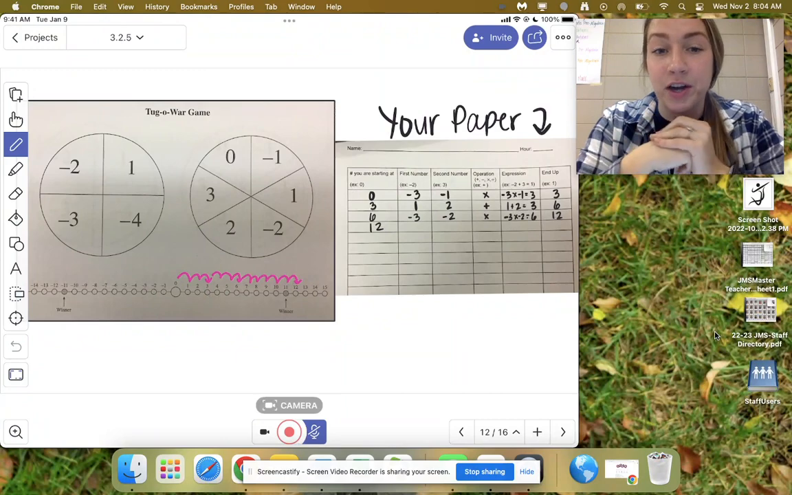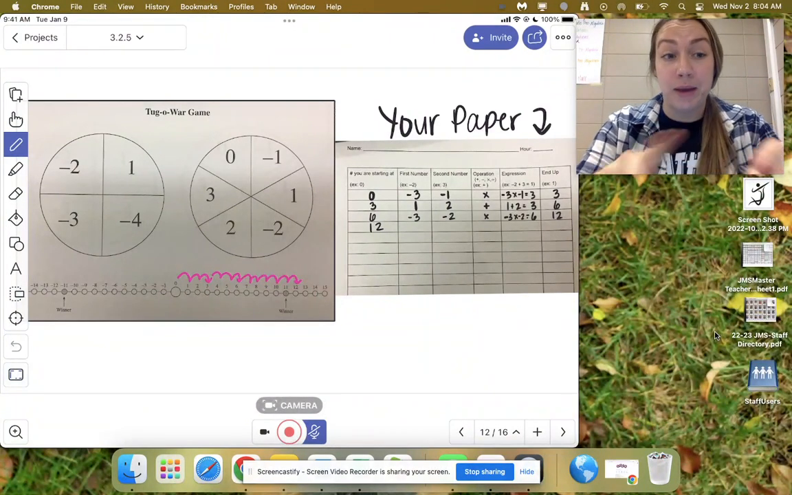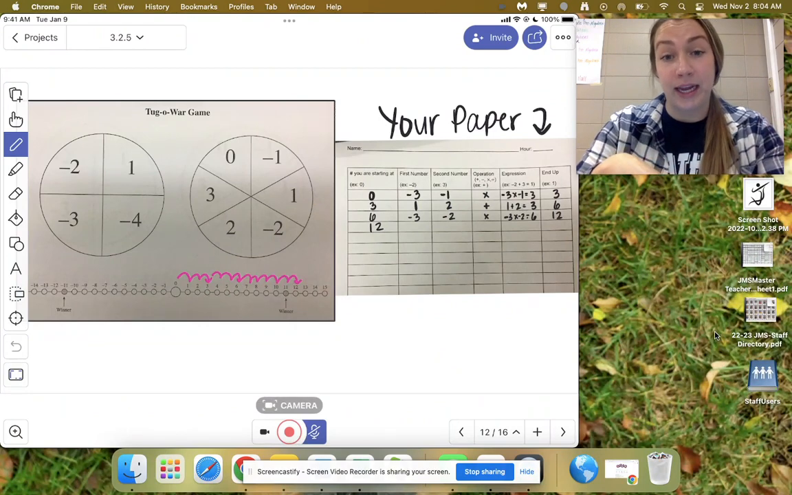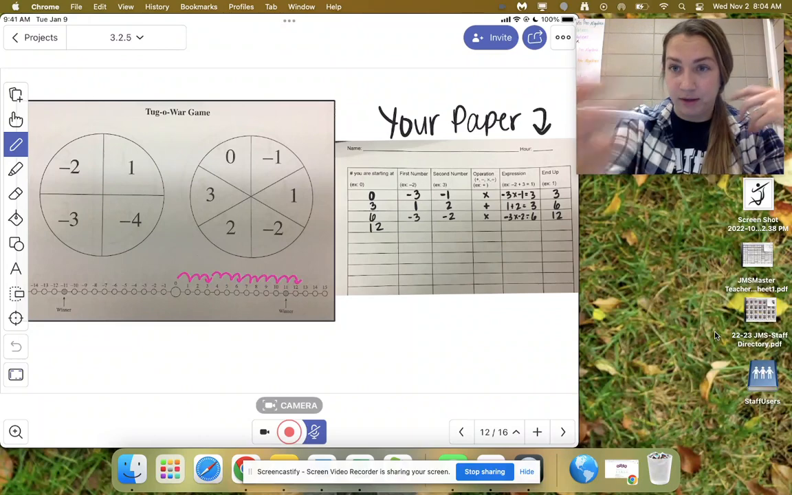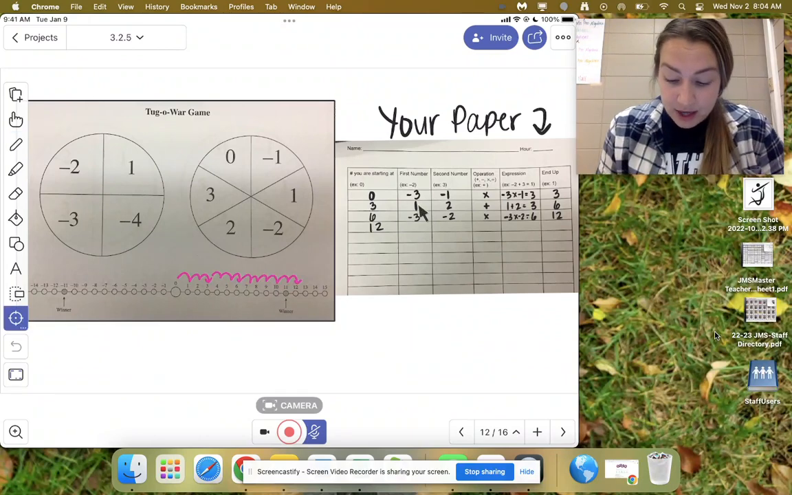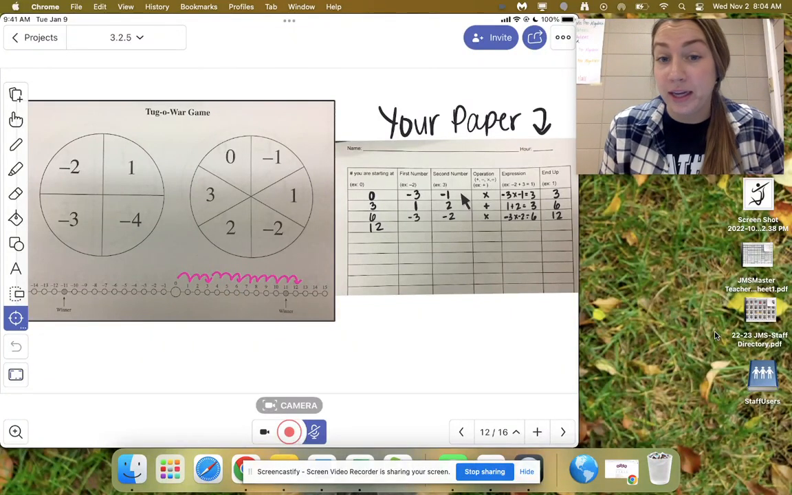It says the number that you're starting at is 0. Okay, so you'd write down 0. Then let's say you spin your first number on the left spinner and you get a -3. So then you write that in that column. So you get -3. Okay, then I spin the second one. So you spin this spinner and it lands on -1. So that would be what I put here.